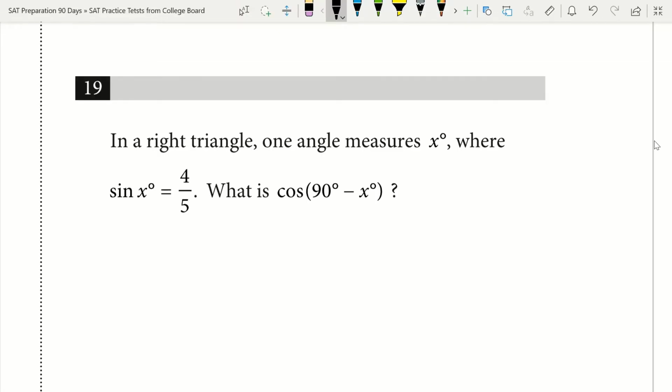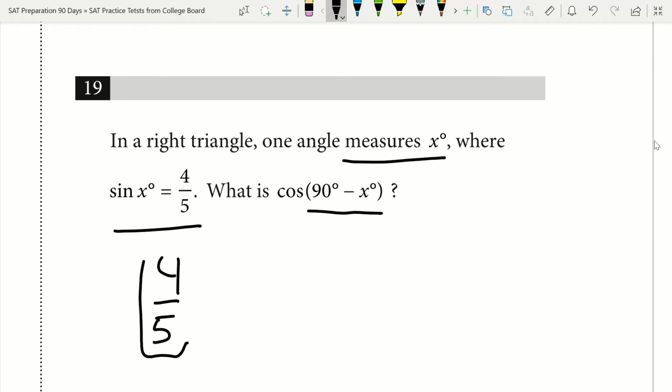Here's an SAT math trick you can use to save time. In a right triangle, one angle measures x, where sine of x equals 4/5. What is the cosine of 90 minus x? Well, the answer is also going to be 4/5. So how did I answer that in less than a second?